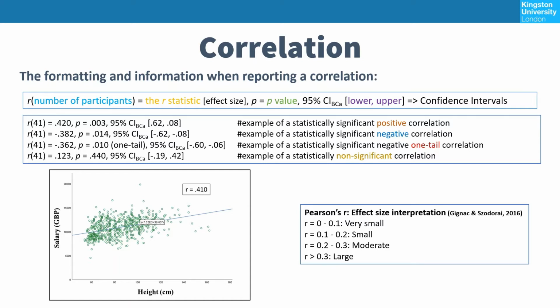The other option is, let's say you ran a one-tailed correlation analysis. So you basically predicted either an increase or a decrease. In this case, let's say I predicted that there would be a negative relationship. This is how you would report it. It would basically be the same as the other ones, but you would need to specify that it is a one-tailed correlation. Now, finally, if your correlation analysis proves to be statistically non-significant, this is what it would look like.